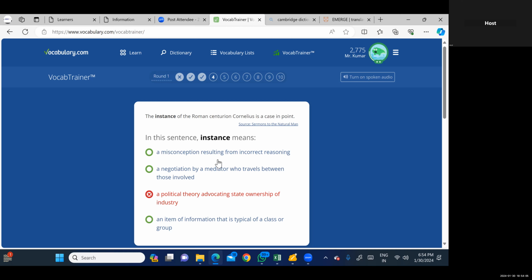Angelina, Aditya, find the right answer. In the sentence, instance means. Sir, first one. Are you guessing? Don't guess. Please read all the options and then try it. And written of an information that is a type of class object. Say second.